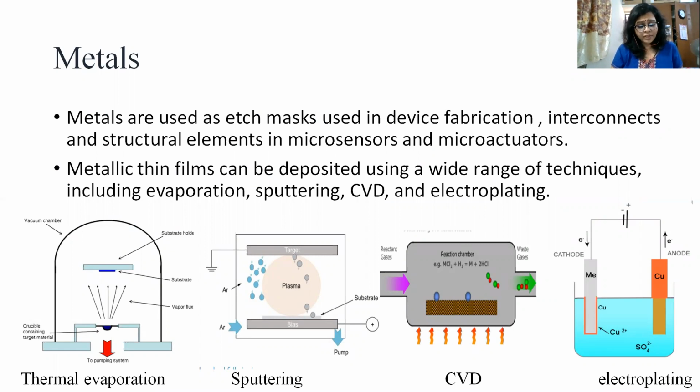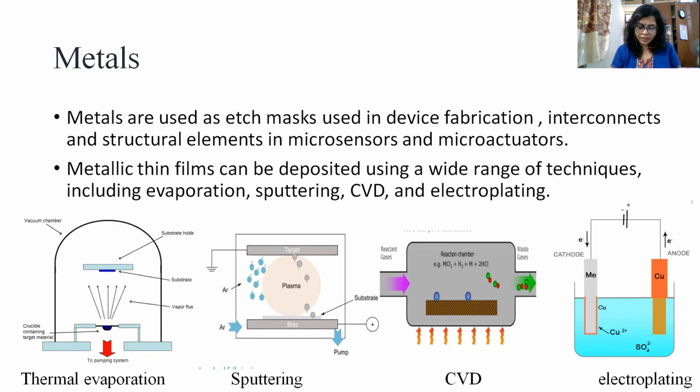In thermal evaporation, the material is resistively heated to its melting point, evaporated, and condensed on the substrate. In sputtering, a high potential difference is applied between the substrate and the target to be deposited. Inert gas, for example argon, is introduced, which is ionized to create plasma. Positive argon ions hit the target, enabling the target material to be ejected and deposited on the substrate.